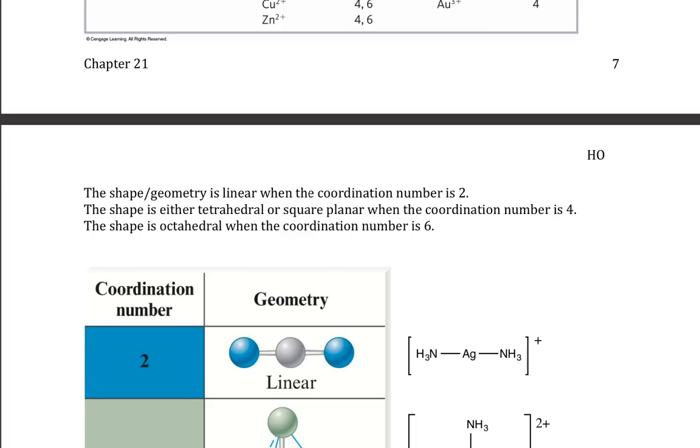By the way, the ligands are neutral, ammonia, and so the overall charge of that complex ion must be just the silver, it must be Ag plus.